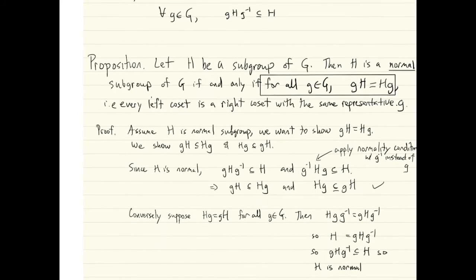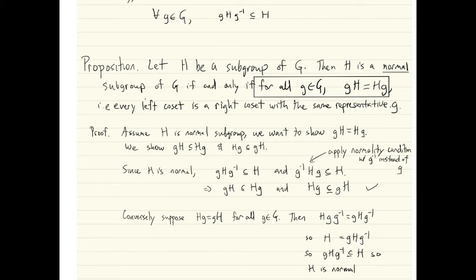So there's this if and only if statement, so there's two directions we need to prove. Let's see, so assume H is a normal subgroup, and then we want to show this condition gH equals Hg holds. So this is showing two sets are equal, and to do that, one typical way is to show that one set is a subset of the other and vice versa. So to show gH is a subset of Hg, assuming H is normal. So H is normal means g H g inverse is a subset of H.